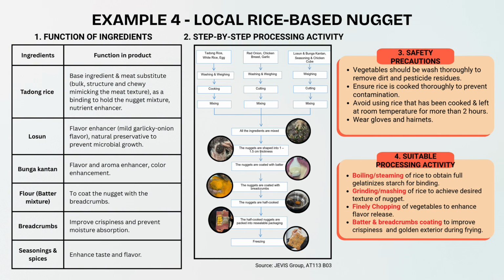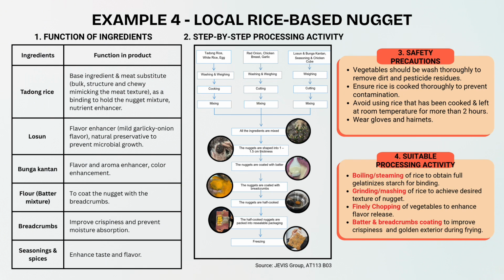The suitable processing activity here involves boiling, steaming of rice, grinding, mashing of rice, as well as coating with batter and breadcrumbs. Each of the activity involved serves some functions for the final product. Just now, we have seen examples of the handling and processing activity for some of the developed or innovated products by AT113 students. You may use it as a reference and guidelines to prepare your food product.